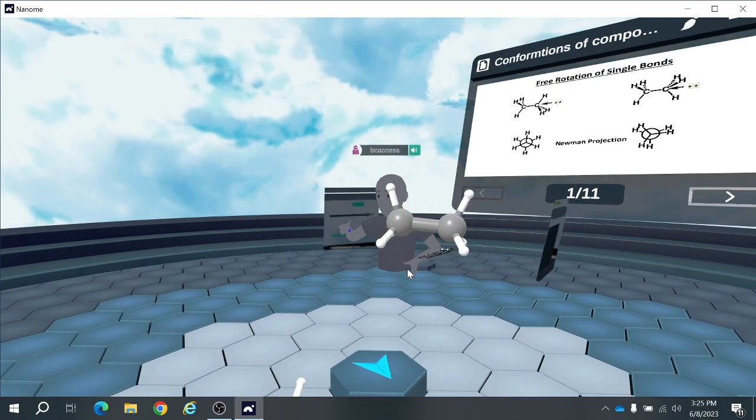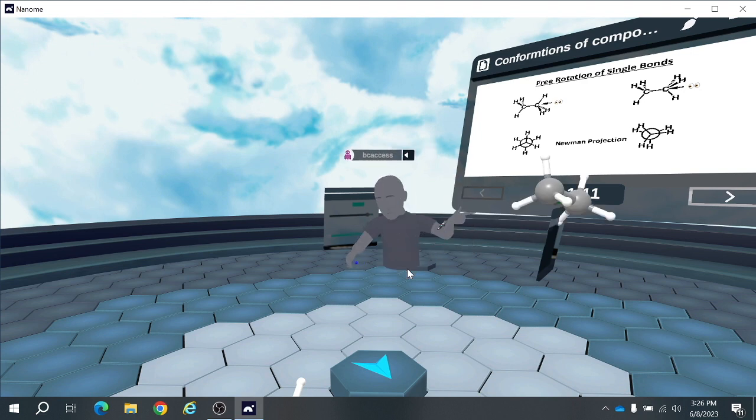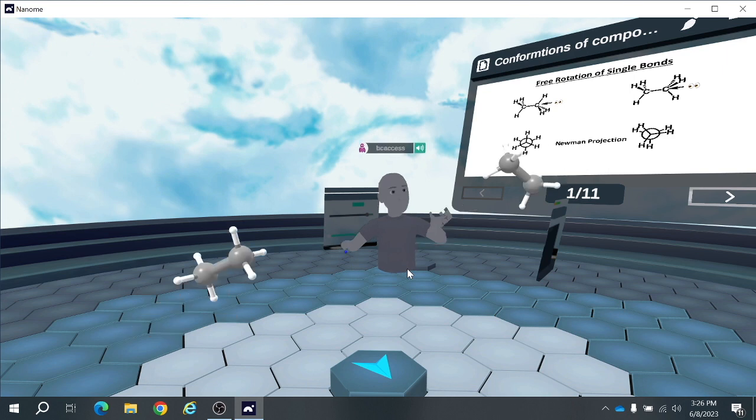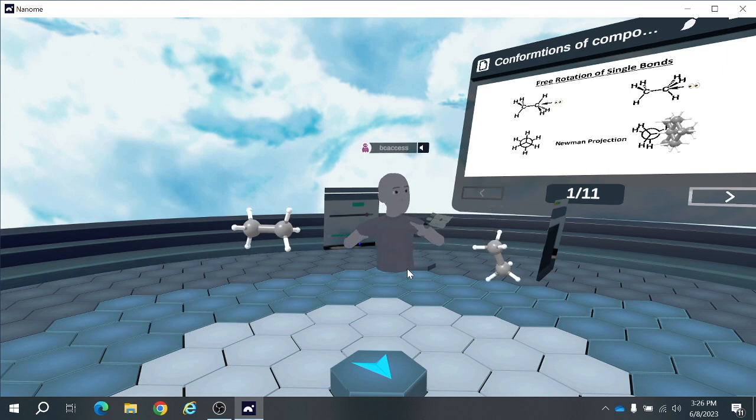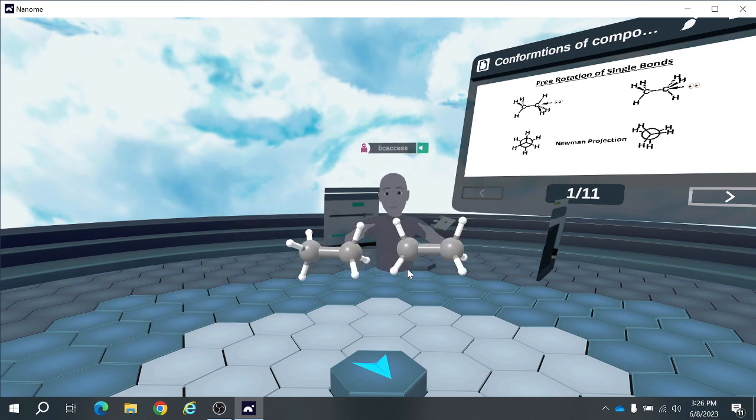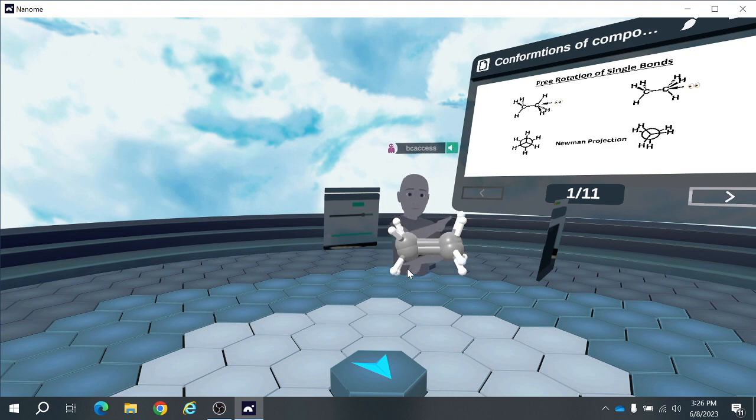So here's the staggered conformation. It's giving me problems here. Hold on one second, everyone. Sorry about that. There we go. As you can see, these conformations are slightly different. Let me try to overlap them for you. Try to overlap them, you'll see pretty quickly, I think, they're not exactly the same.